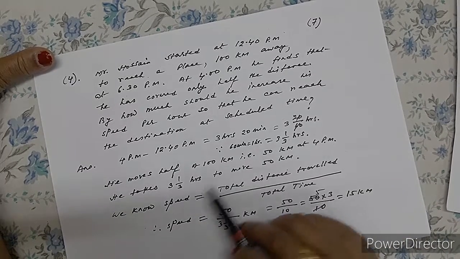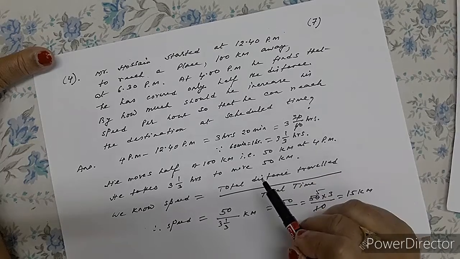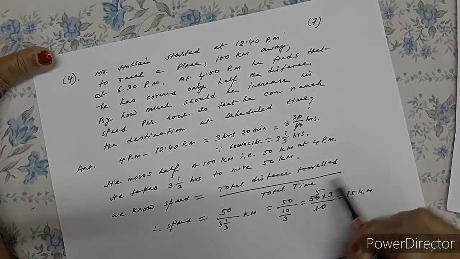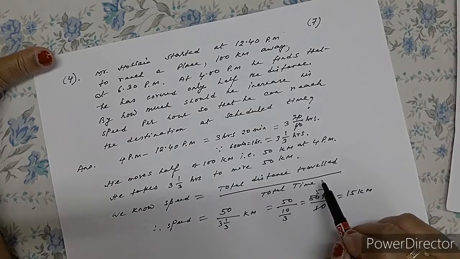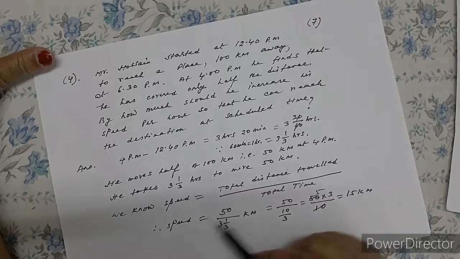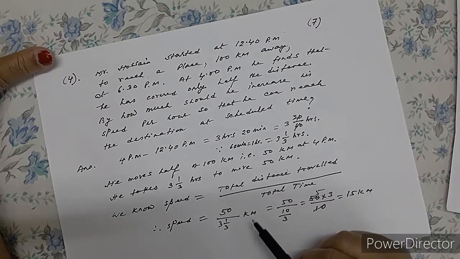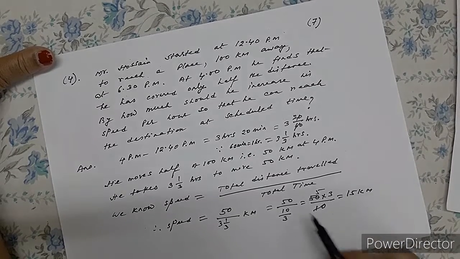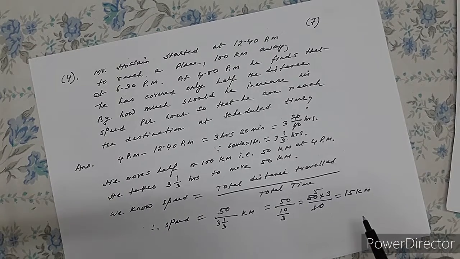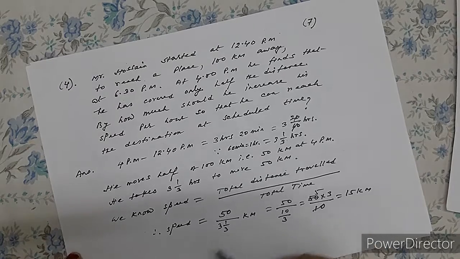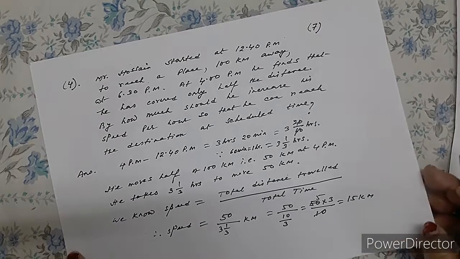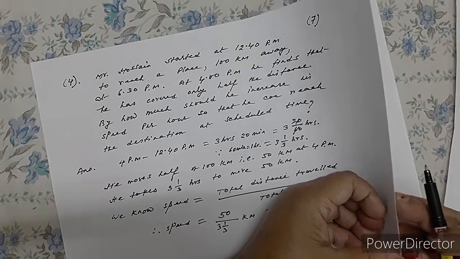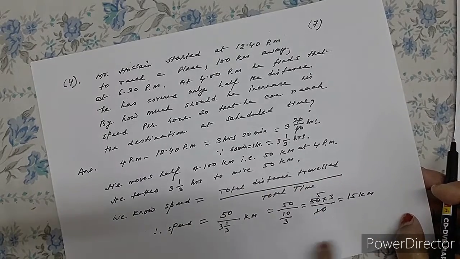We know, as per my discussion in part 1 on time and distance, speed is equal to total distance traveled by total time. Total distance traveled is 50 kilometers. The time taken by Mr. Hossain is 3 1/3 hours. So calculating, we get 15. That means up to 4 p.m. the speed of Mr. Hossain was 15 kilometers per hour.